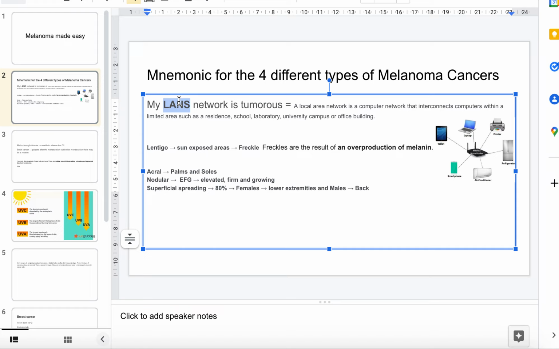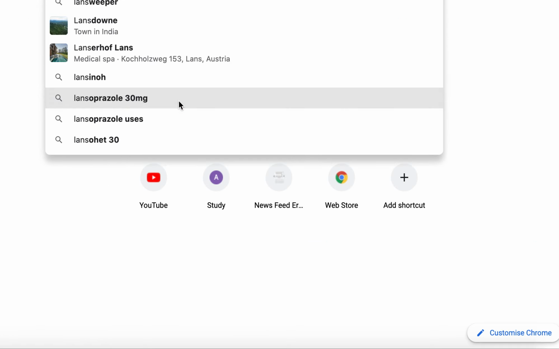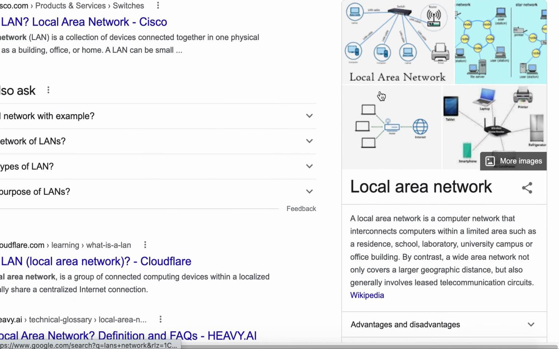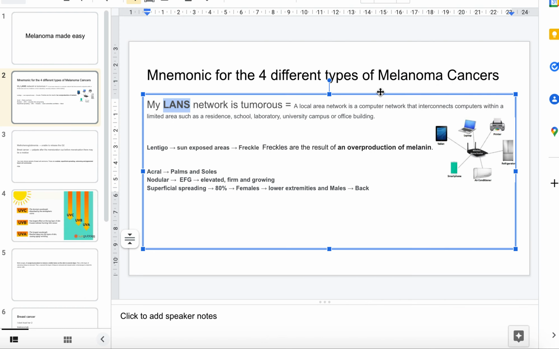So this is going to be a really nice mnemonic. And how you're going to link LANs with tumors is because some people have slow networks. LANs, as we all know, means like Wi-Fi, the local area network, meaning everything is connected to a network for the Wi-Fi. So this is going to be a network which is going to be tumorous because it's so slow. The Wi-Fi is so slow. The LANs is slow. The local area network is quite slow.